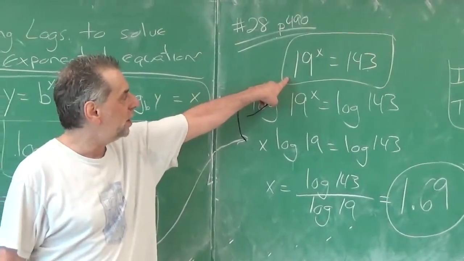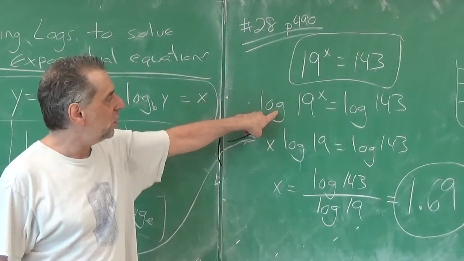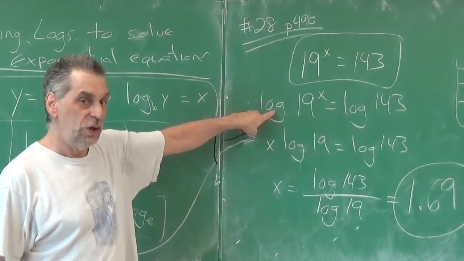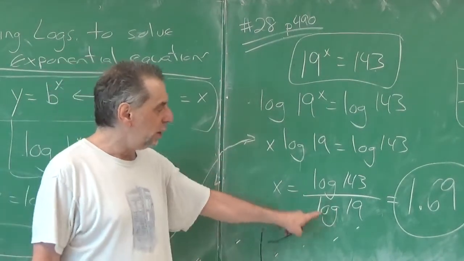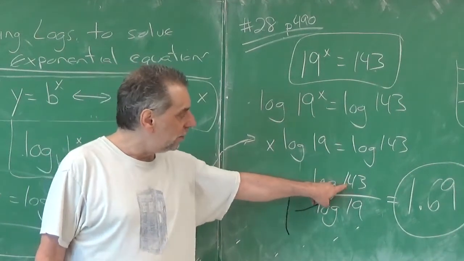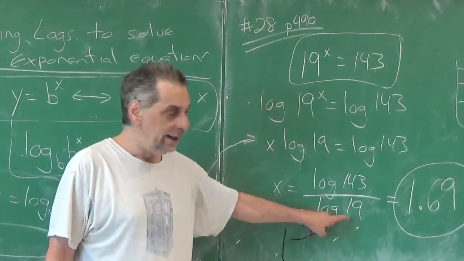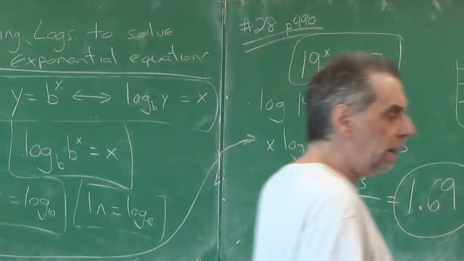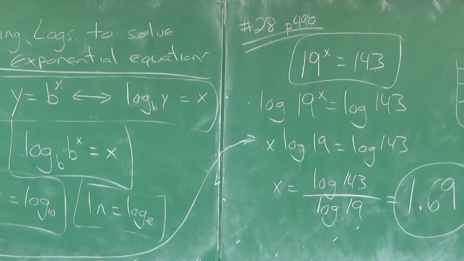We started with an exponential equation. We took logs of both sides. Now at this step, you could have taken ln of both sides. It works just as well, again, because those are the only ones we have in our calculator. So at this point, you would have natural log of 143 over natural log of 19, and you would get the same number as we got there. All right, so that's one example of using logs.